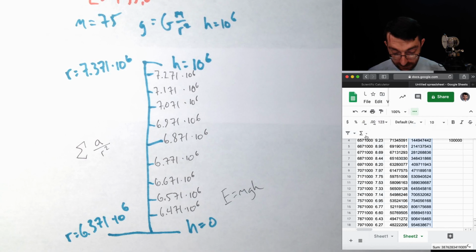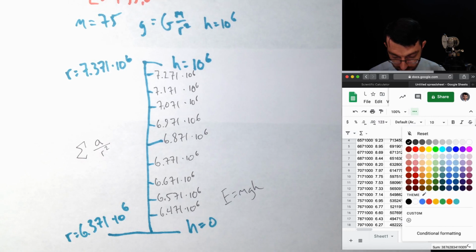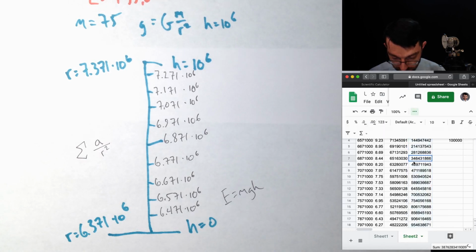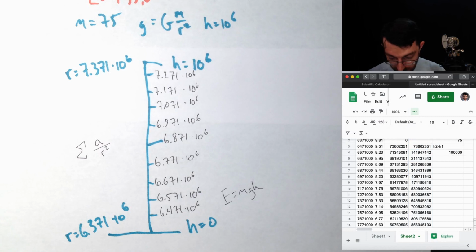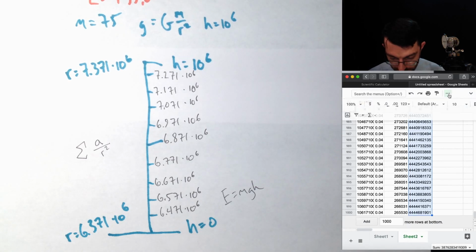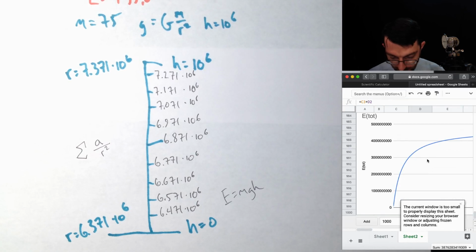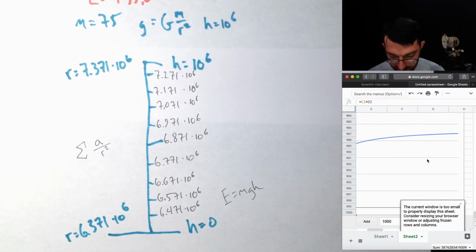All right, let's graph this thing. Oh no, I can't. It's not letting me graph. Apparently, having Google Sheets this small is a problem. There we go. There it is. All right, it's looking like it's leveling off right around there.